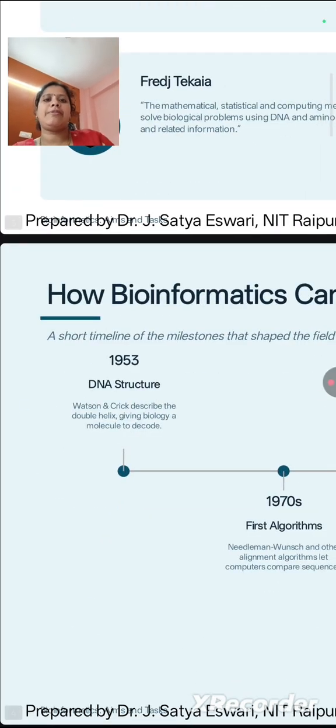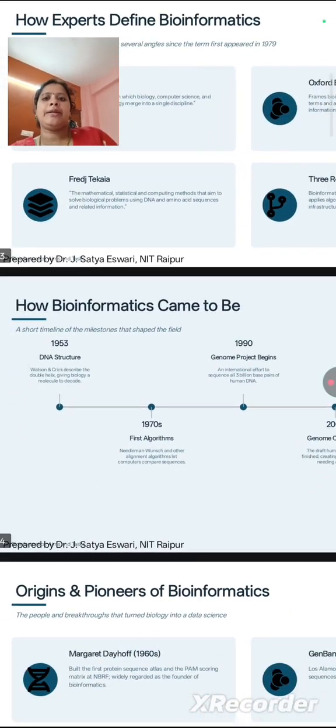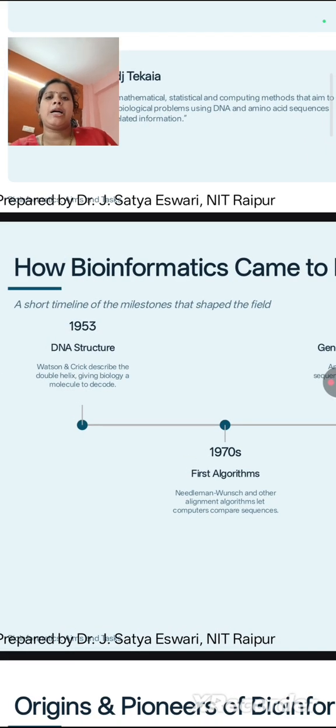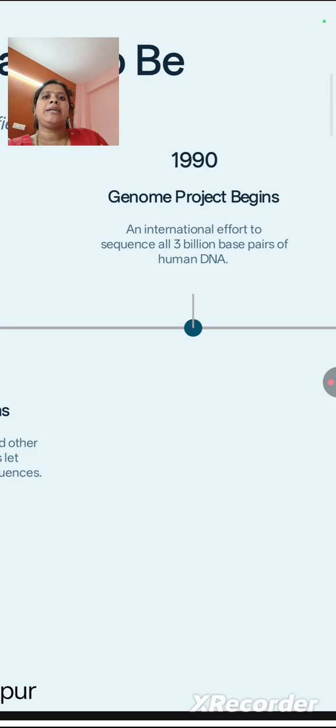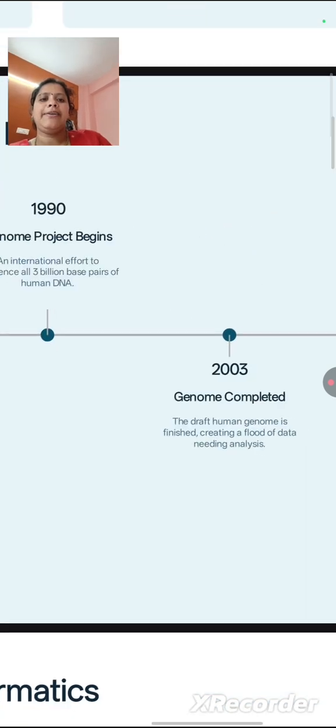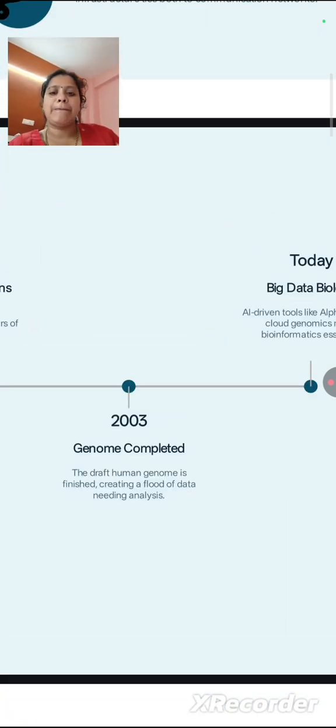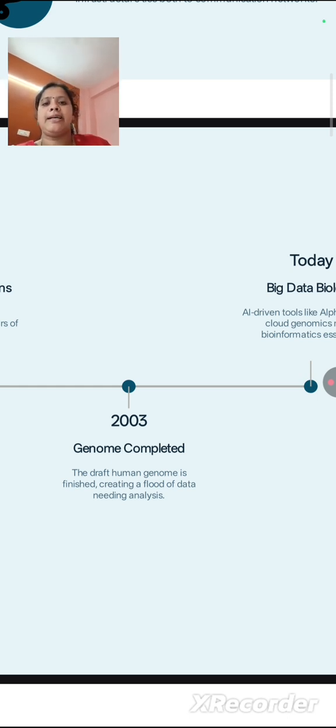So how did bioinformatics come to be? A short timeline of the milestones: in 1953, the DNA structure was described by Watson and Crick. In 1970, the first algorithm came into the picture, Needleman-Wunsch and other algorithms. In 1990, the Human Genome Project began, handling 3 billion base pairs of human DNA. And in 2003, the draft human genome was finished, creating a flood of data needing analysis.